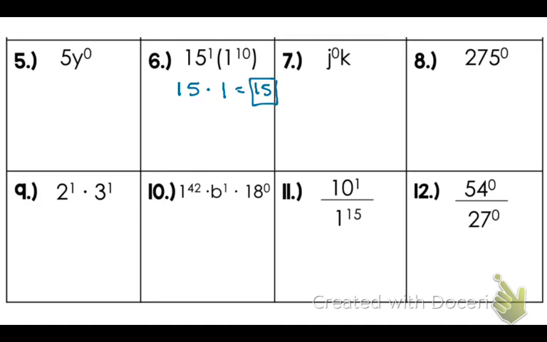I'm going to do number 9. 2 to the first power, again, 2 to the first power. Anytime you raise a number to the first power, it's just that number again. So we get 2 times 3 is 6. Now number 12, 54 to the 0 power. Anytime you raise it to the 0 power, the rule says it's just 1. So 27 to the 0 power is 1, which means 1 is your final answer here.